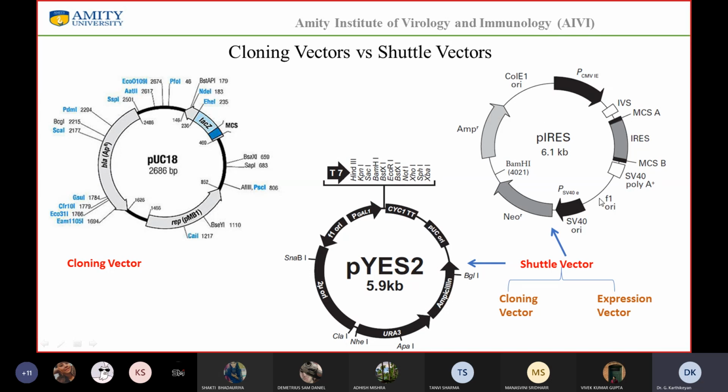These will work in E. coli, and SV40 origin will work in mammalian cells. In this case, 2 micron origin will work in yeast cells. So what you have is multiple ORI, or origin of replication, and you have multiple selection markers. This is the typical characteristic of a shuttle vector. Okay, did I make it clear?